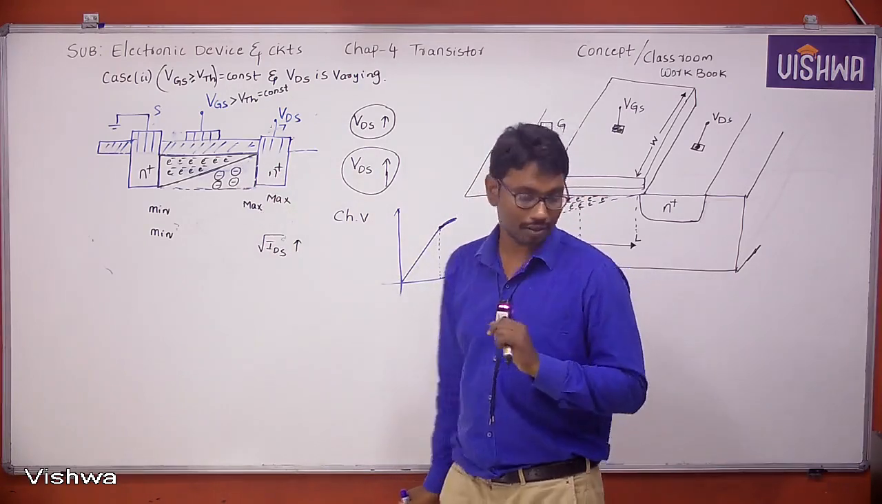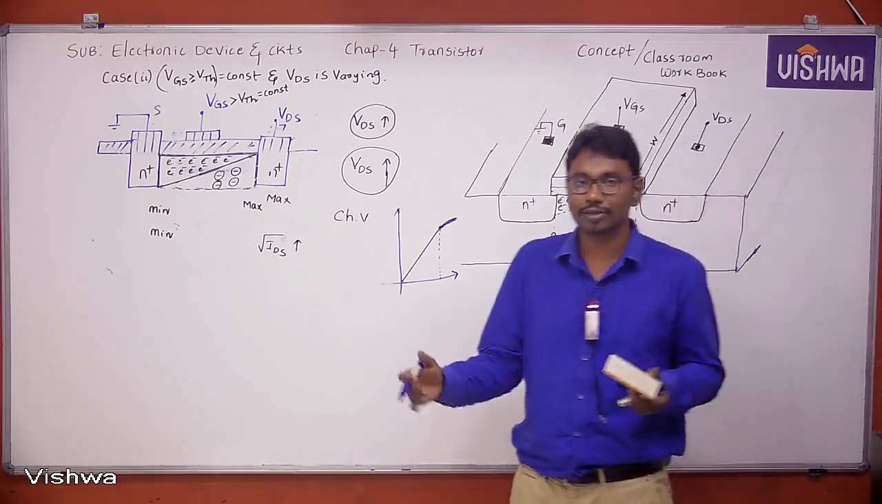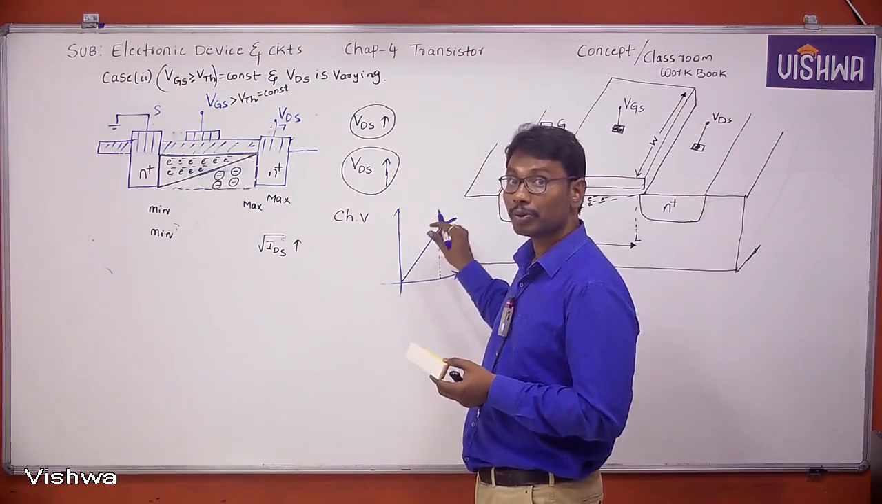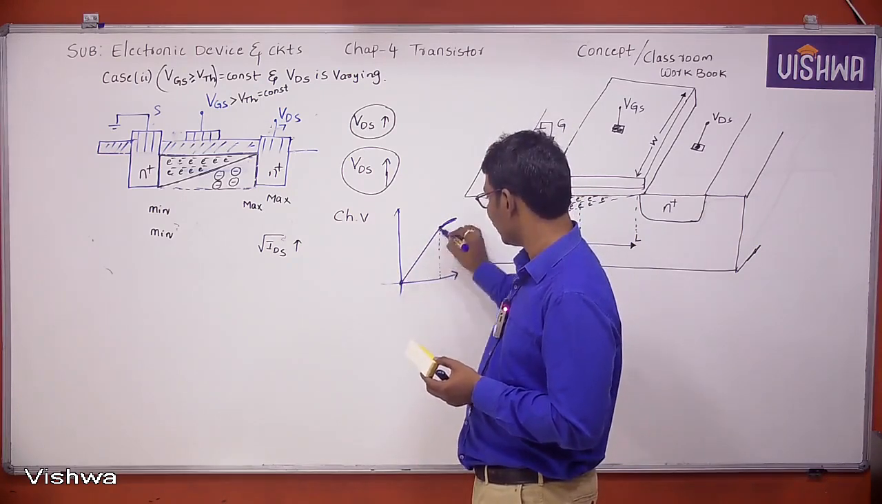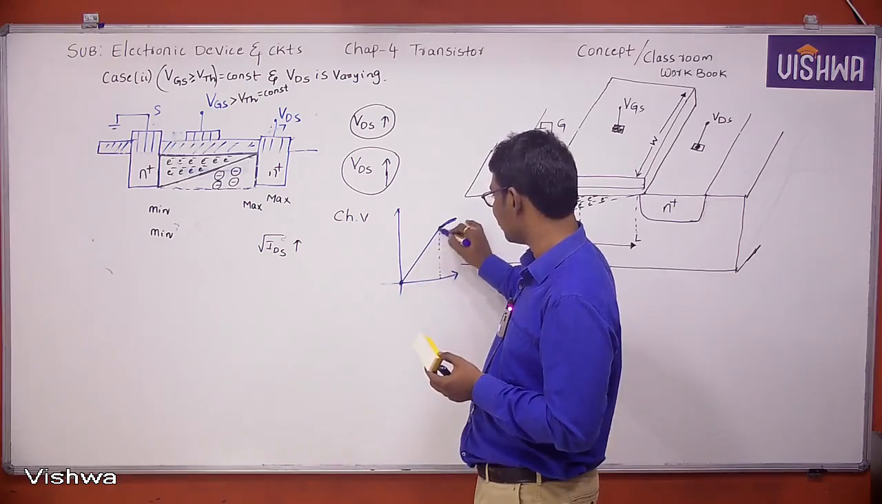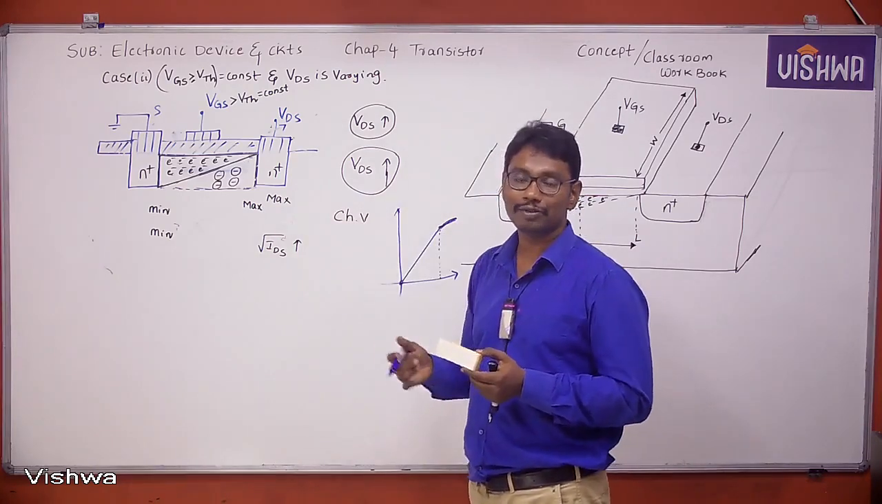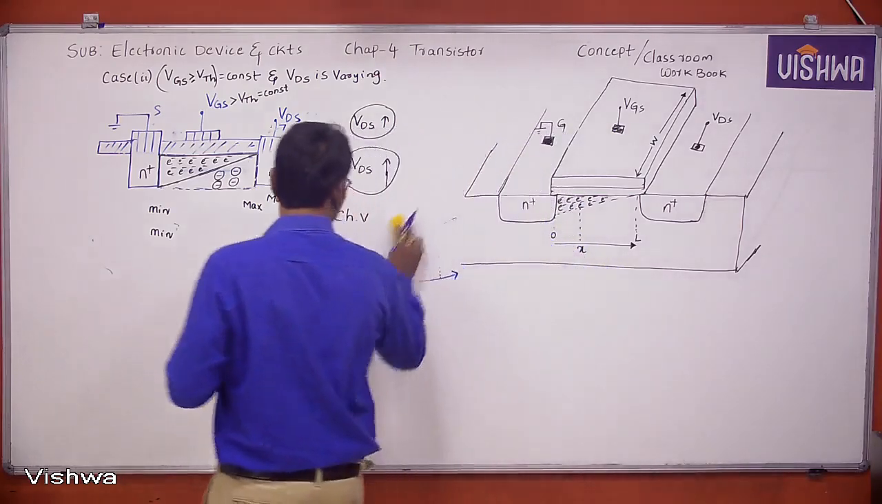Don't confuse. Most of the people are thinking that channel resistance increases means current should decrease. But what decreases is the growth rate. In this region it is increasing very fast, but here it increases very slowly. This slow increase of current is because of the increase of channel resistance. Okay, don't confuse.